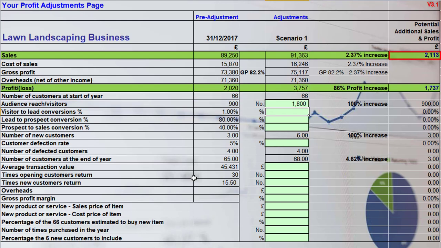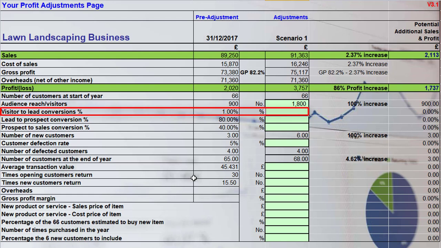Looking over to the right hand side, we'll see that by doubling our audience reach, or the number of visitors we have, it's increased our sales by £2,000, and this has increased our profits by £1,700.